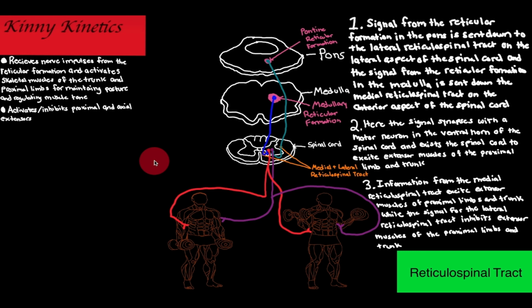Number 3. Information from the medial reticulospinal tract excites extensor muscles of the proximal limb and trunk, while the signal for the lateral reticulospinal tract inhibits extensor muscles of the proximal limbs and trunk.